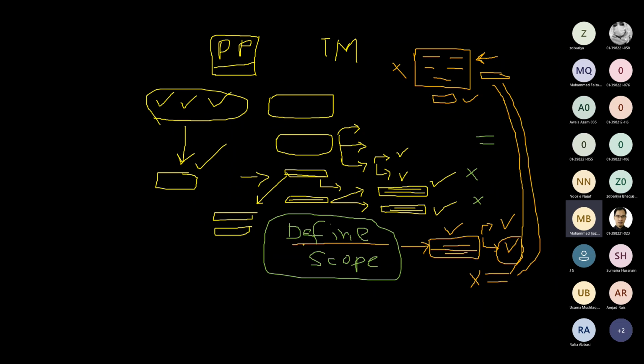So in the define scope process, when we create a scope statement, the scope statement must write explicitly all those things that are not part of the scope. This is very important.